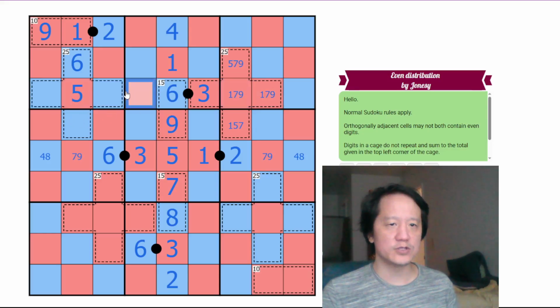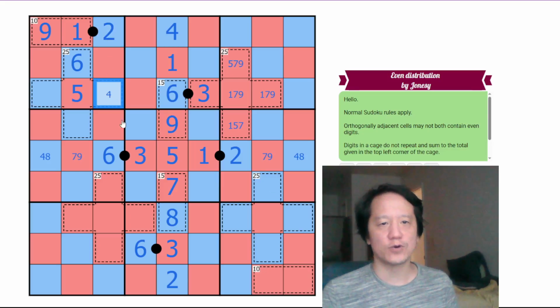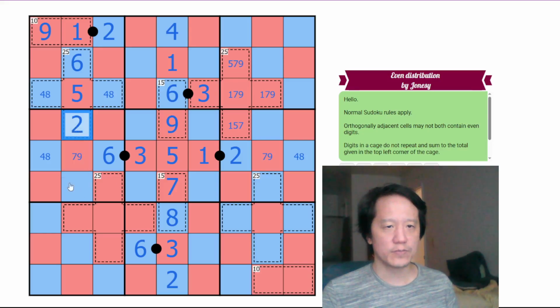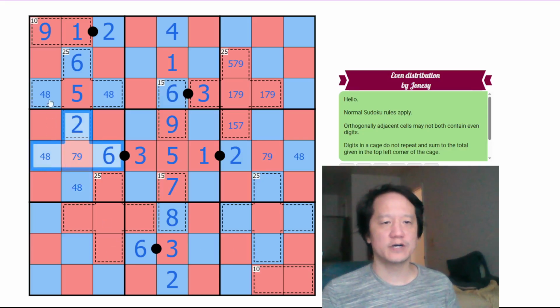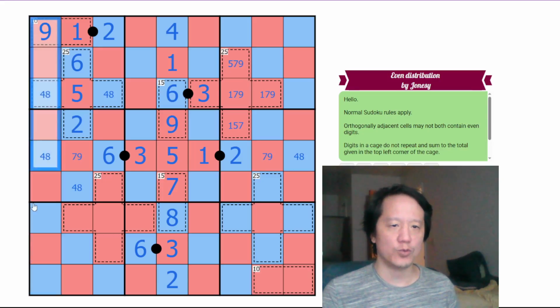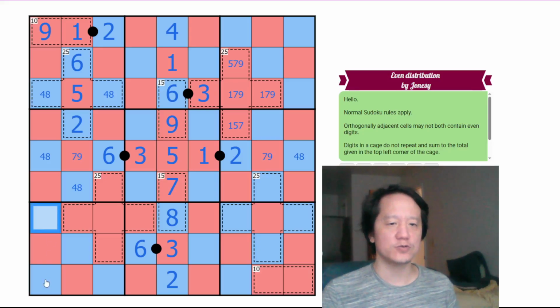Also, these can't be 2 because of 2 in the box, so this is 4, 8 as a pair. That means this has to be 2 here. That leaves this as a 4, 8 pair in this left central box, and we have a 4, 8 pair in column 1. So the remaining digits in column 1 that are even are 2 and 6. This can't be 2 because of 2 in the row. So this is 6, which makes this 2.